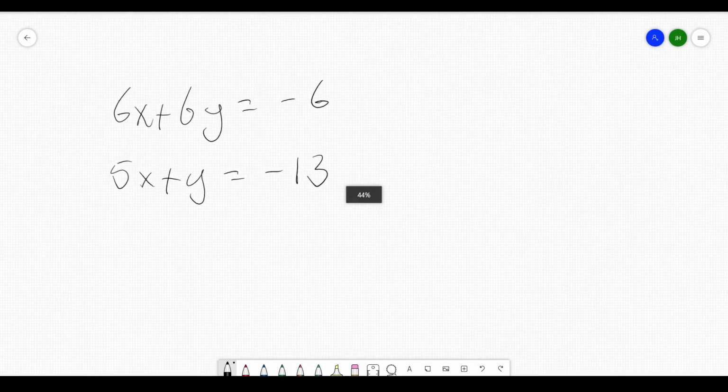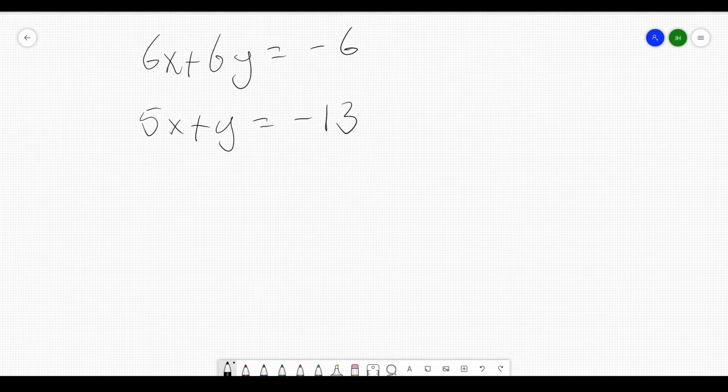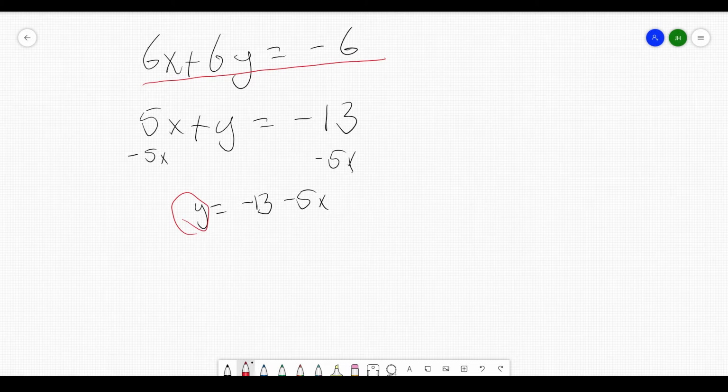So to use substitution to solve this system of equations, remember we've got to get one variable by itself. In this case, it looks like we can subtract 5x from both sides of this one down here. So then we get y equals negative 13 minus 5x. And that is an important little feature because now we have y all by its lonesome, and that's what we wanted. So now we can go to the other equation up here, and we can substitute this term, negative 13 minus 5x, for y.